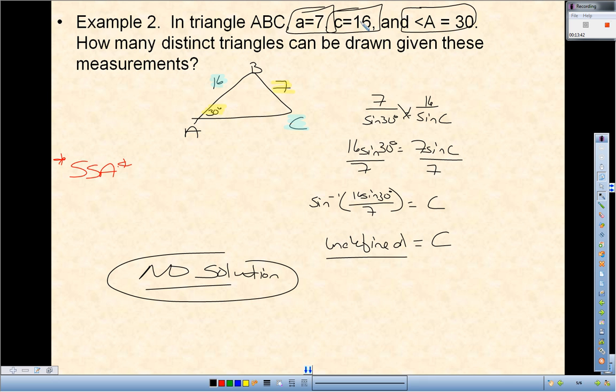So remember though, the ambiguous case for the law of sines only applies to one specific type of condition. Only if you're working with a triangle where the side and a non-included angle are given in the problem.